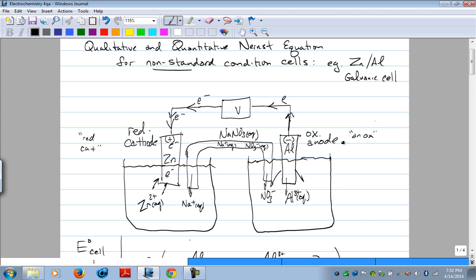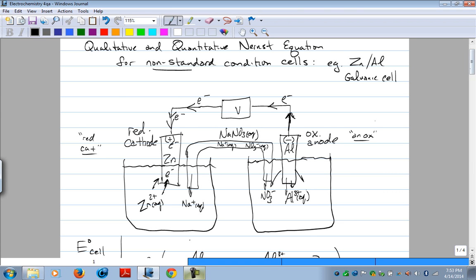The anode is the site of oxidation and the cathode the site of reduction. So you could draw in the direction of the electron flow, or the current, from anode to cathode. The electrons are coming from the aluminum atoms, which then turn into aluminum cations in solution. And the zinc cations in solution are going to be reduced at the cathode and turn into zinc atoms.